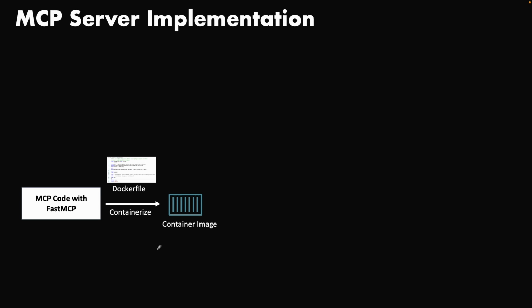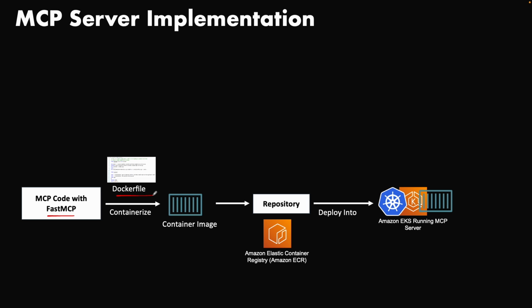Okay, how does the MCP implementation look like in this case? So the MCP code is just a piece of Python code, and I'll explain what FastMCP does in a second. And to create a container image, you have to have a Dockerfile, right? If you are a subscriber to my channel, at this point, you should know what a Dockerfile is. So this container image is saved into a container registry. In this case, we are using Amazon ECR. And then we are deploying this into a Kubernetes cluster running in Amazon EKS, so this MCP server along with the tool as well.